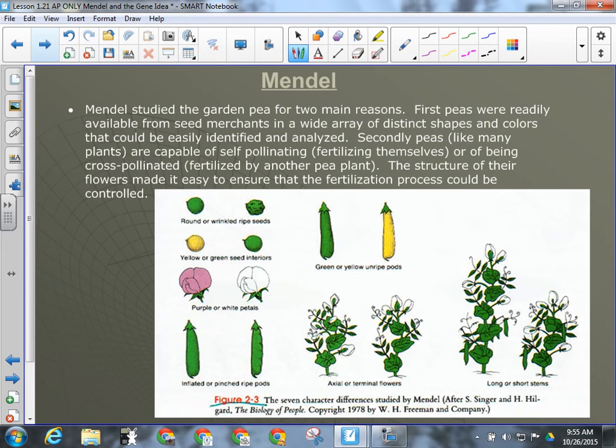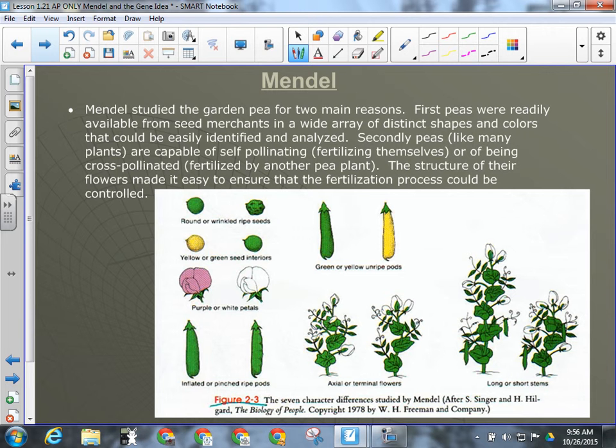These are the traits he looked at within the garden pea. Peas can be round or wrinkled when they're ripe. They can be yellow or green. Flowers can be purple or white. Pods can be inflated or pinched. Pinched means they fold in and are tight around the peas inside, like loose pants and tight pants. And pods can be green or yellow.